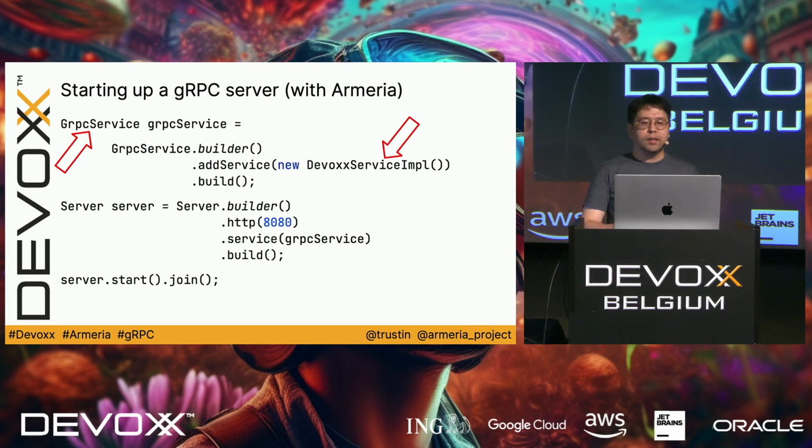But how do you make it actually serve requests? We only implemented a service-based implementation. Using Armeria, it's mostly about wrapping the service implementation with an Armeria service called gRPC service, and adding it to server and then starting it up. Quite straightforward, right? And if you want, you can add multiple service implementations or even add non-gRPC services to the server, but I'm going to talk about it a little bit later because it introduces a few very interesting features.